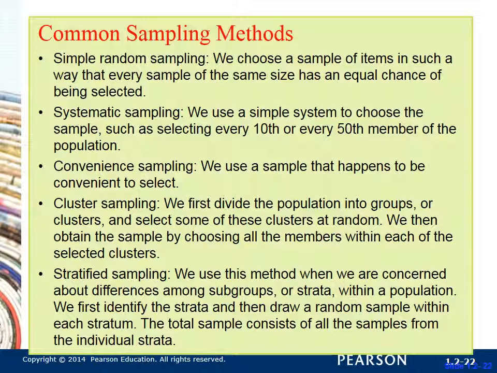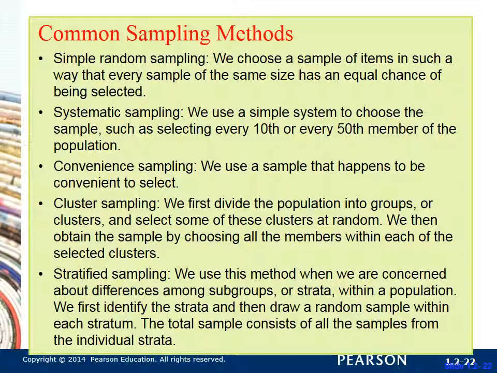Okay, so let's review our common sampling methods. Simple random, choose a sample of an item in such a way that every sample of the same size has equal chance of being selected. My example for this one is putting numbers in a hat. If you've got 30 people in the classroom and you want a sample of 5, you'll put all the names in the hat and pull out 5. You dump them all back in, mix it up, you do another sample, take out 5. Everybody has equally the same chance of being chosen.